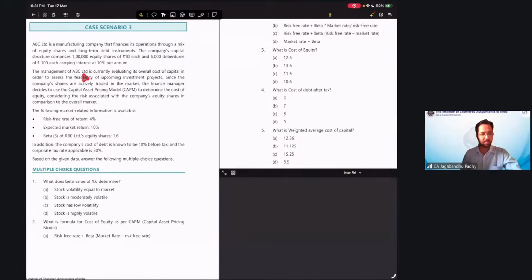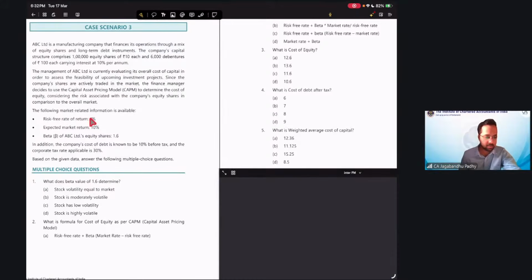Management of ABC Limited is currently evaluating its overall cost of capital in order to assess the feasibility of upcoming investment projects. Since the company's shares are actively traded in the market, the finance manager decides to use the capital asset pricing model to determine the cost of equity, considering the risk associated with the company's equity shares in comparison to the overall market. The following market related information is available.